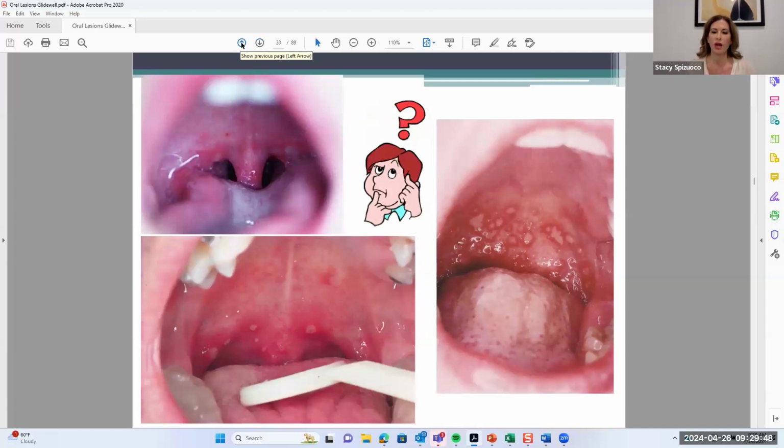There's another mouthwash called magic mouthwash that patients have been requesting because it has one part lidocaine, one part diphenhydramine, and one part Maalox, and they swish with that, and it gives them great relief from canker sores.